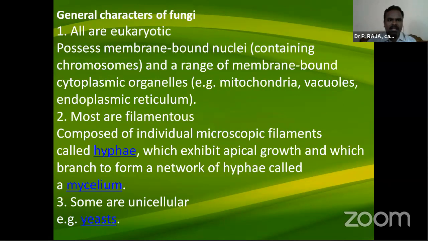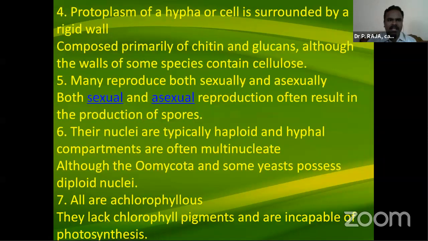And some fungi have cellulose. For example, Oomycetes are fungi. And reproduction is many times sexual or asexual. The nuclei are typically haploid, and the hyphal compartments are often multinucleate. Although some of the Oomycota possess diploid nuclei, and the cell wall of Oomycota fungi also is made up of cellulose. And mostly they are achlorophyllous, and they lack chlorophyll pigments.